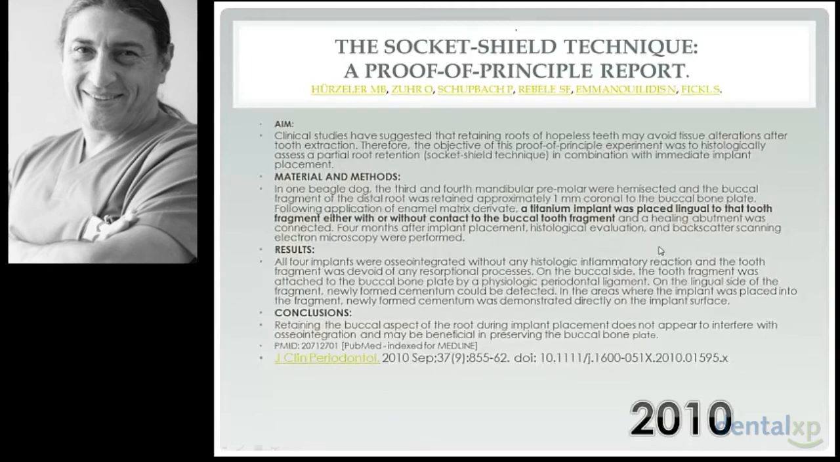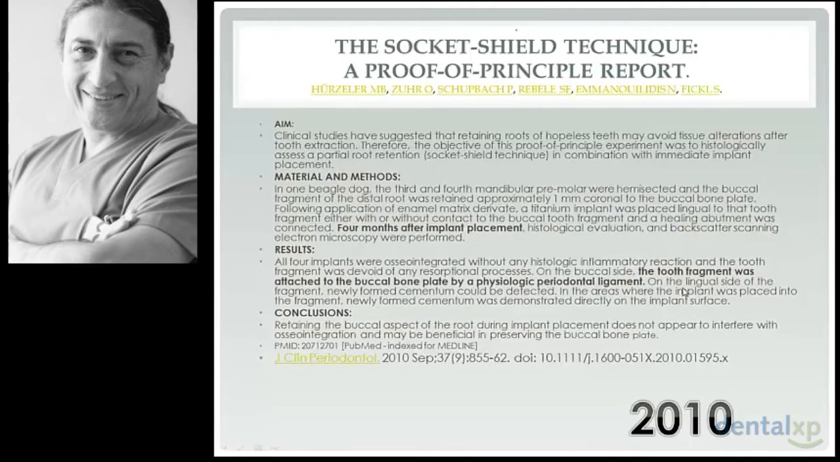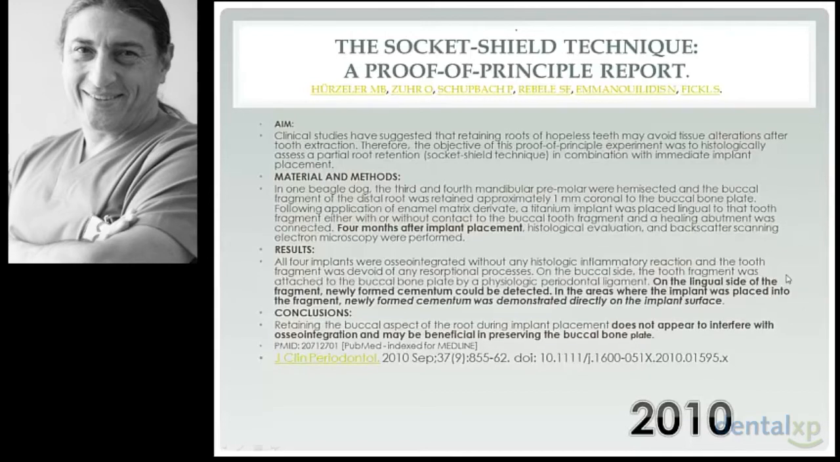We can see now the histology. So, all four implants were perfectly integrated and the tooth fragment was attached to the buccal bone plate by a physiological periodontal ligament. But most important is this. On the lingual side, this is what we all have curiosity about. What happens between the root and the implant? New cementum could be detected. In the areas where the implant was placed into the fragment, new cementum was demonstrated directly on the implant surface.